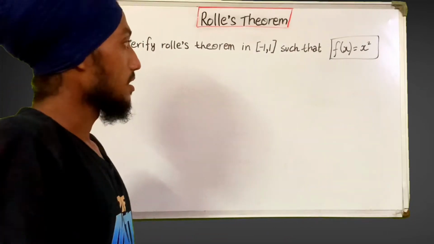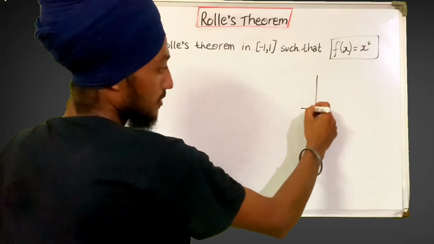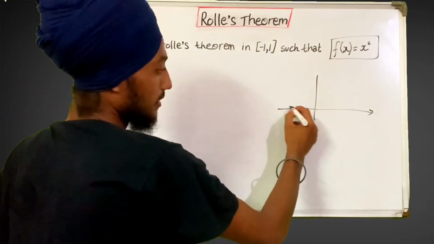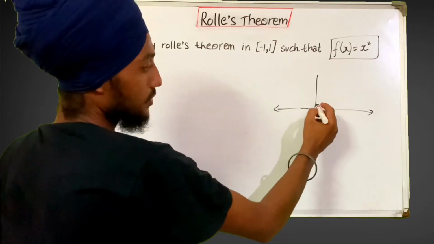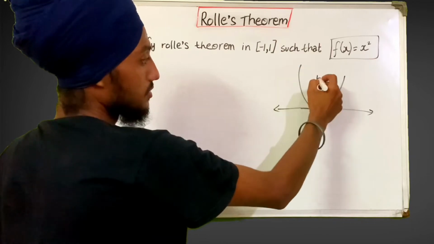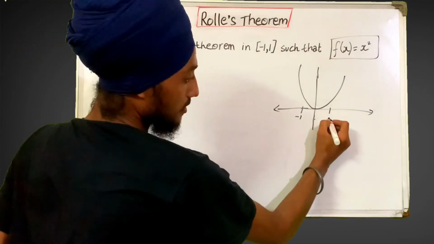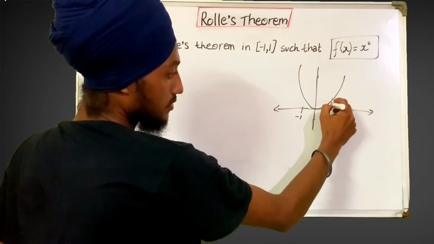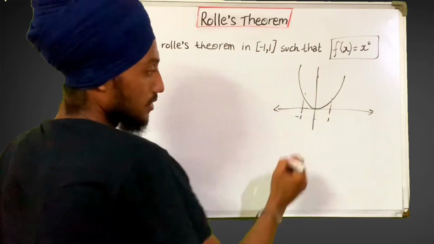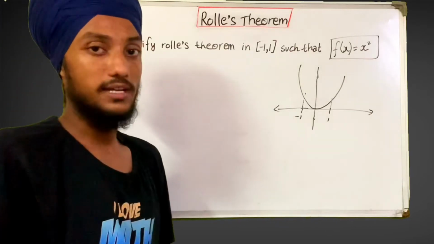So let's begin with drawing the graph of a particular function, that is x square. So this is the function. We have to verify Rolle's theorem in this particular interval. First of all, there are three conditions.